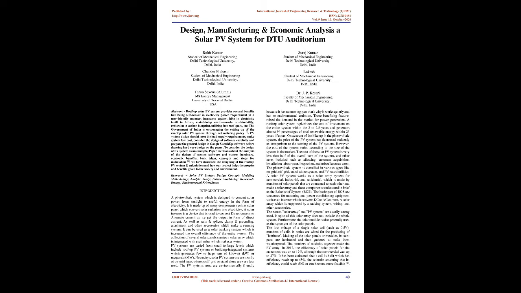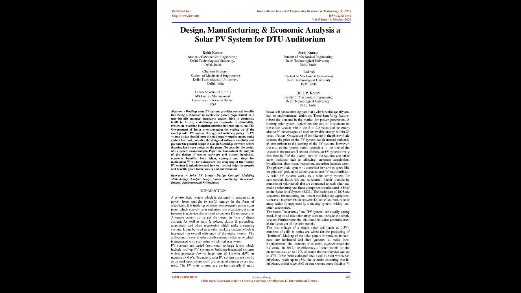Introduction. A photovoltaic system is designed to convert solar power from sunlight to useful energy in the form of electricity. It is made up of many components, such as the solar panel, which converts solar radiation into electricity. A solar inverter is a device that is used to convert direct current to alternating current, as we get the output in the form of direct current. It also includes rails and splices, clamps and grounding, attachments and other accessories which make a running system.